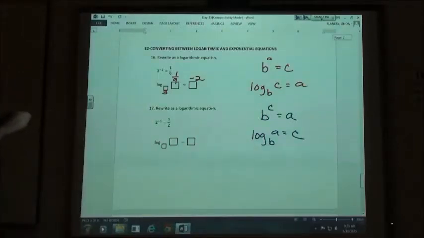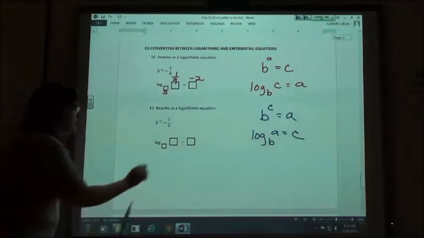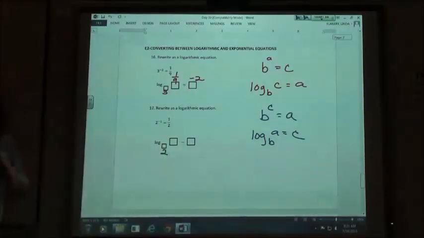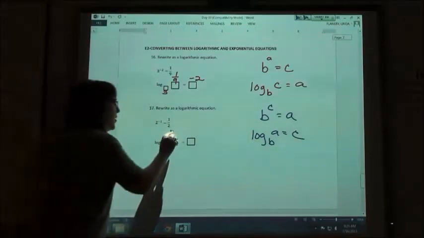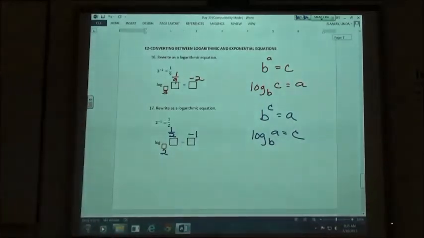So on this one, if I'm rewriting 2 to the negative 1 equals 1/2 as a logarithmic function, my base is 2. So in that little box down there, you're going to have log base 2 of, the next box would be 1/2, and it's going to equal negative 1. So log base 2 of 1/2 equals negative 1.